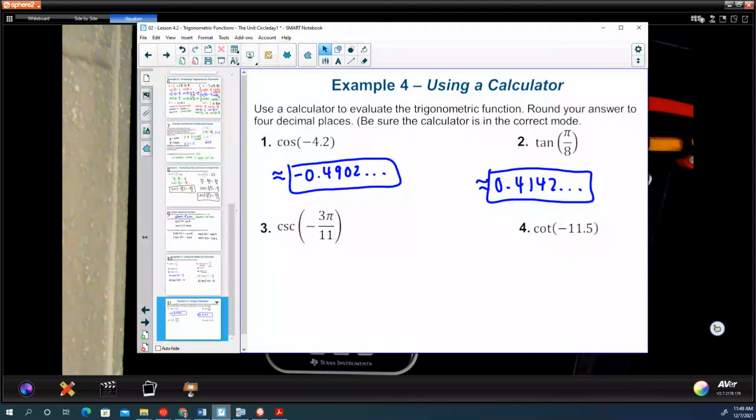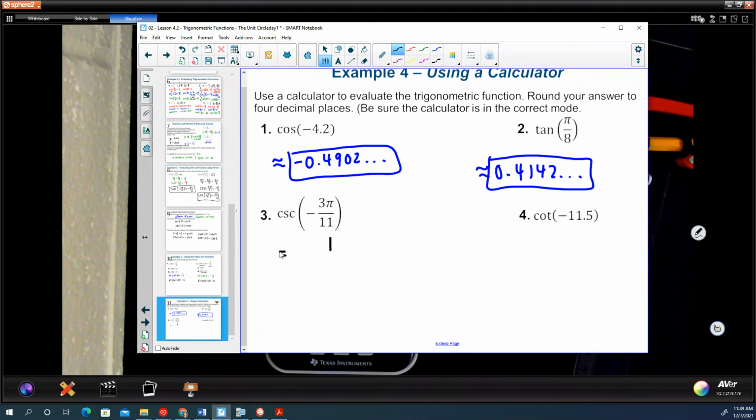Okay, the reciprocal ones. There's no button in your calculator for cosecant or for cotangent, so you just have to type it in as its reciprocal identity. For cosecant, you're going to type that in as 1 divided by the sine of that angle, and it'll do the reciprocal for you. You don't do the reciprocal of the angle. You just take the reciprocal of that value, or 1 divided by that.